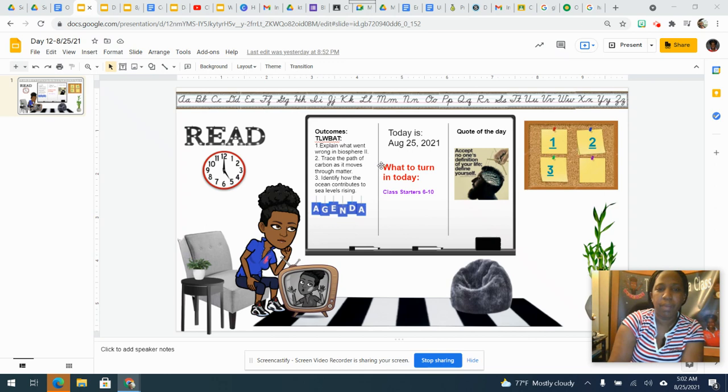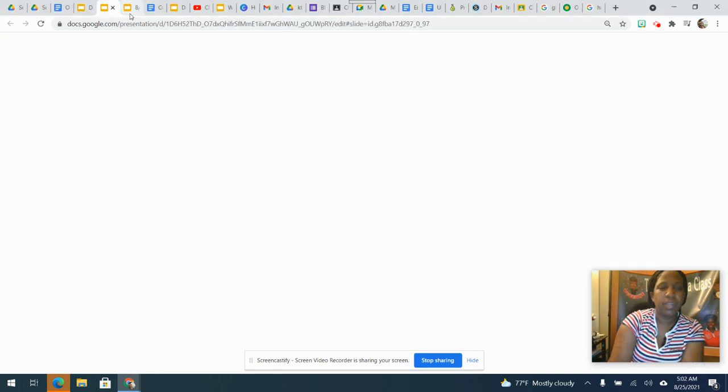Explain what went wrong in Biosphere 2, trace the path of carbon as it moves through matter, identify how the ocean contributes to sea levels rising. Today, you're going to turn in class starter 6 through 10. You'll turn that in digitally into Google Classroom. All right, so let's go ahead and go over the agenda really quickly.